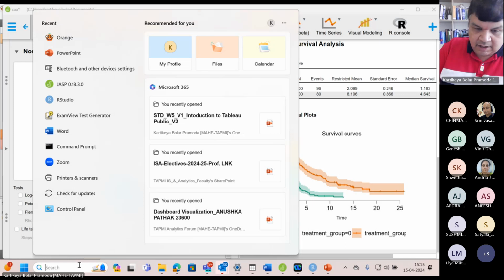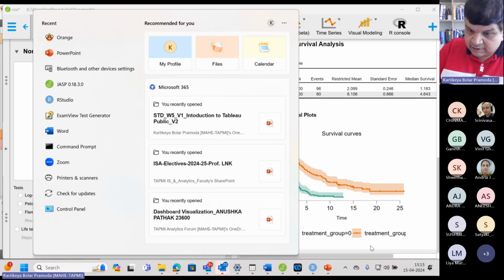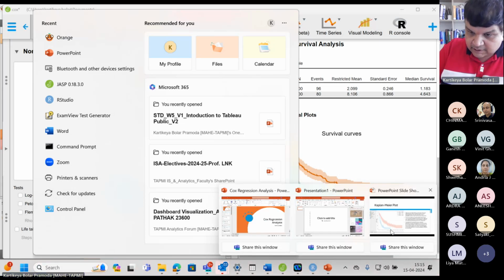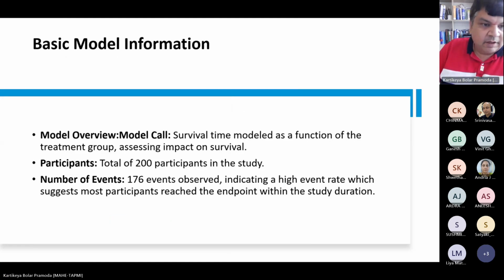I think I've pretty much covered the highlights. This is the plot as I showed you. Now let me explain what this means. There were 200 participants; the sample size was 200 in total. 100 were in the control group and 100 were in the treatment group.